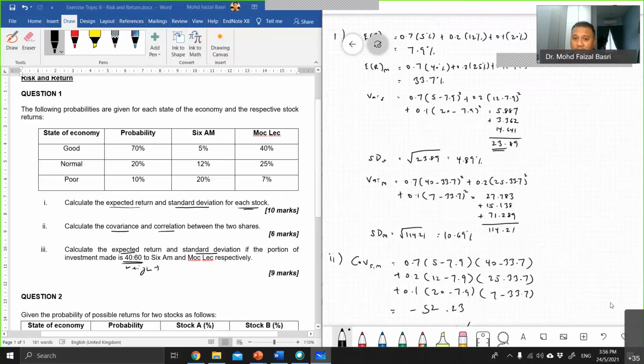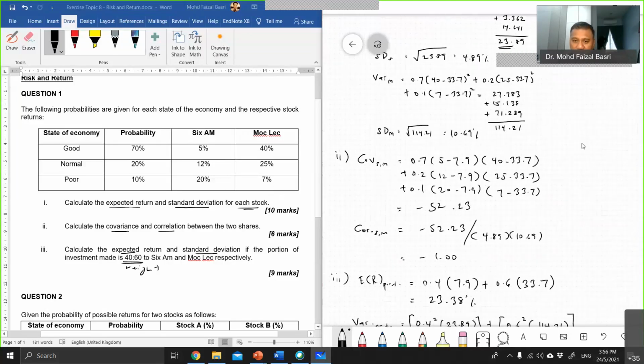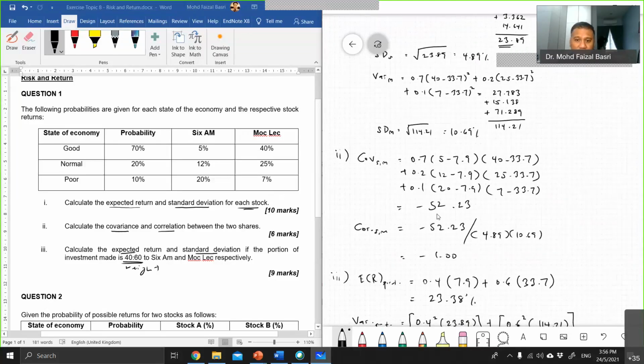So from here, for question number 1, you can capture the expected returns 7.9 and 33.7. Then my variance is 23.89 with a 4.9 standard deviation. Stock B is 114.21 with a 10.69 standard deviation. And my covariance is negative 52.23, and my correlation was negative 1.